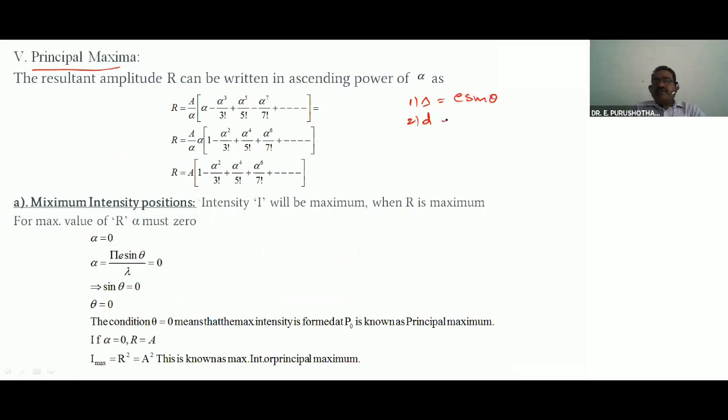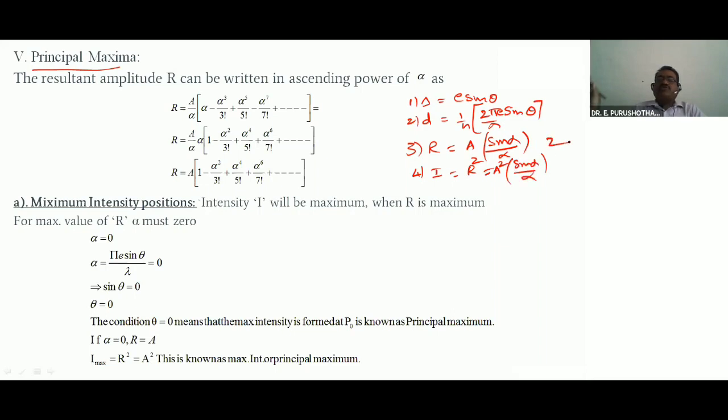Second one, we have calculated D is equal to 1 by n into 2 pi by lambda into E sine theta. Number 3, amplitude is equal to A into sine alpha by alpha. Fourth one, we have calculated intensity is equal to R square is equal to A square into (sine alpha by alpha) whole square. Up to here we have completed.